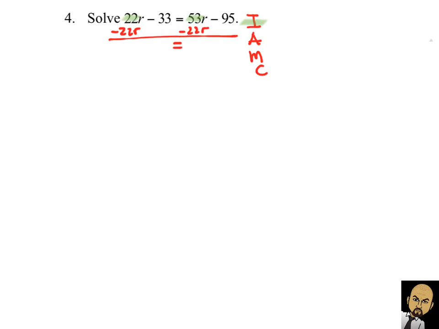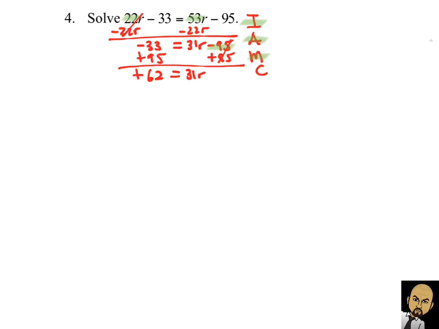So we need to undo positive 22r by subtracting 22r from both sides. So on the left-hand side, the 22r and the minus 22r cancel out. You end up with negative 33 equals, and then 53r minus 22r, you end up with 31r minus 95. Now we have to undo our constant, which is negative 95. How do you undo negative 95? You add 95 to both sides. And so when you add 95 to both sides, you end up with positive 62 equals 31r, because negative 95 plus 95 cancel out, and negative 33 plus 95 ends up being positive 62.